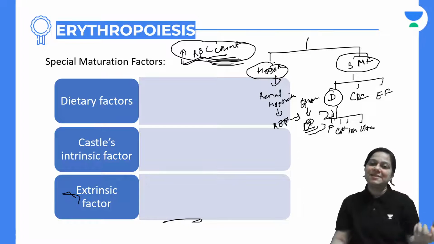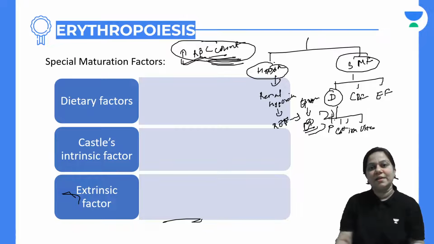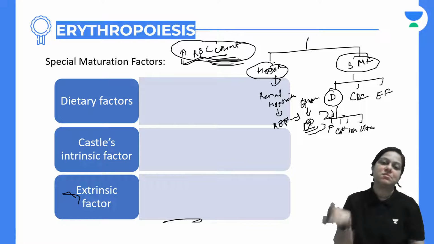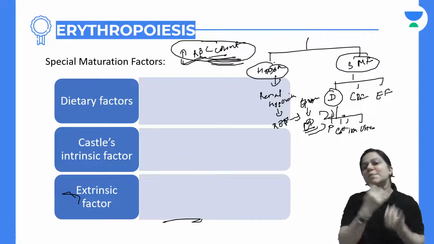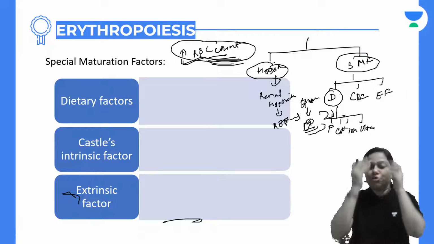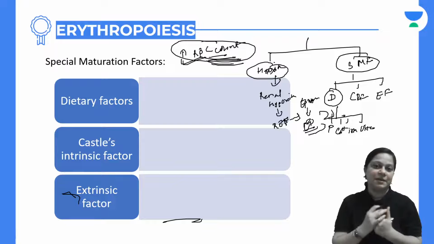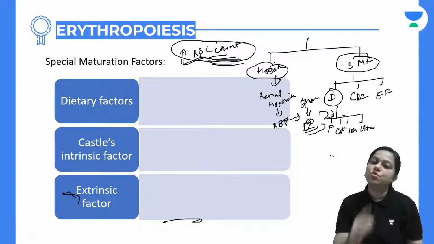Because in the stomach, in the presence of vitamin C and gastric juice, the ferric state of the iron will get converted into ferrous state, right? That is the absorbable form of iron. Without that, iron will not be absorbed. So deficiency of vitamin C will cause iron deficiency anemia. So that is a very, very important point to know.